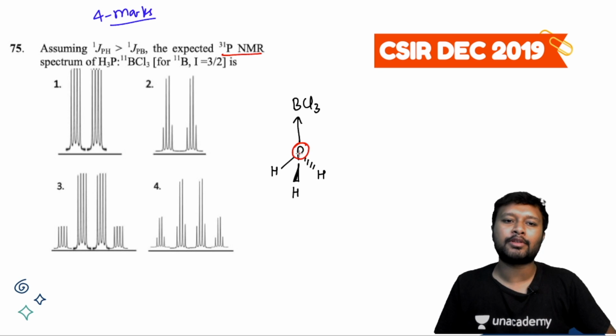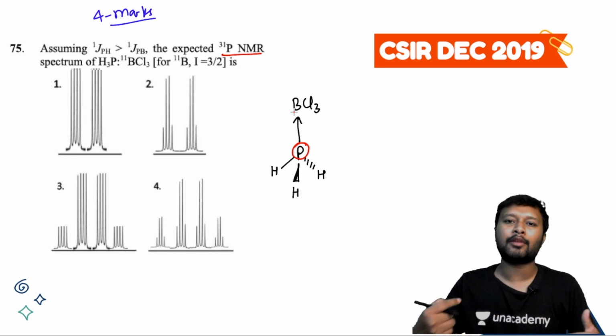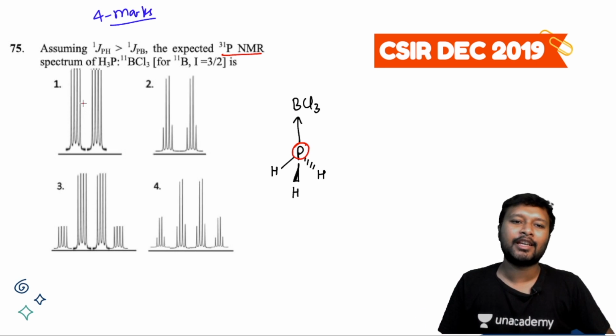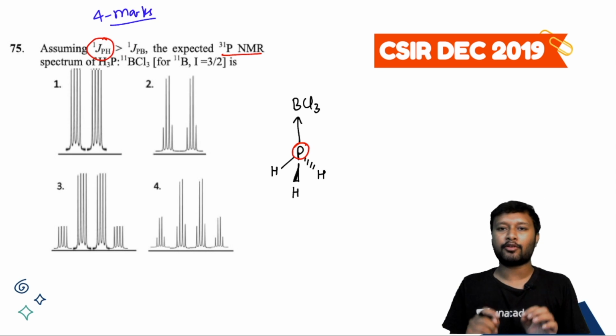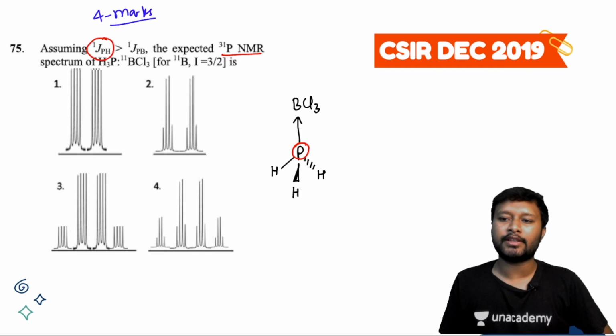Now who is going to split phosphorus first, hydrogen or boron? Both of them are attached to the phosphorus with quite similar bond lengths. Phosphorus and hydrogen are attached by a single bond, and phosphorus and boron are also attached through a single bond, so the bond distance is quite equivalent. So who splits first will be decided based on the coupling constant. Since J_PH, the coupling constant between phosphorus and hydrogen, is larger, these hydrogens are going to cause splitting first.